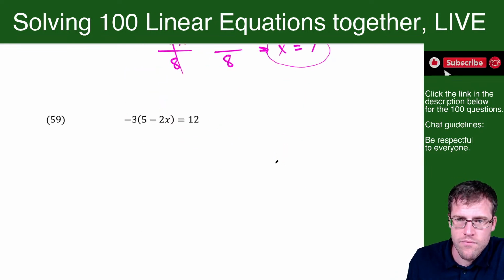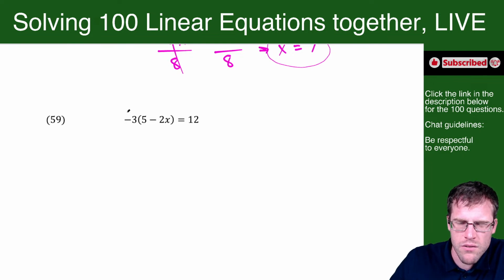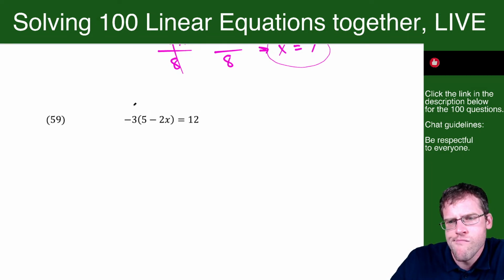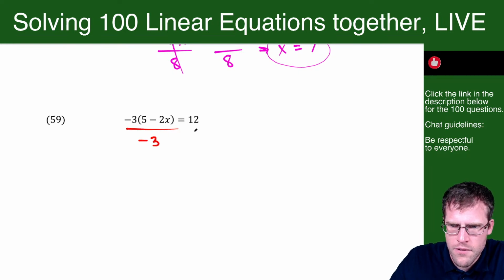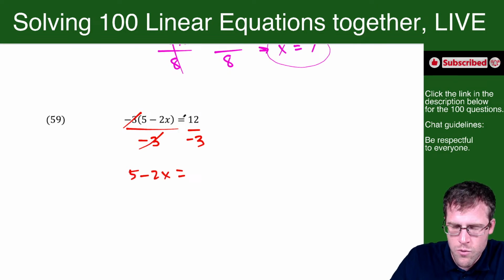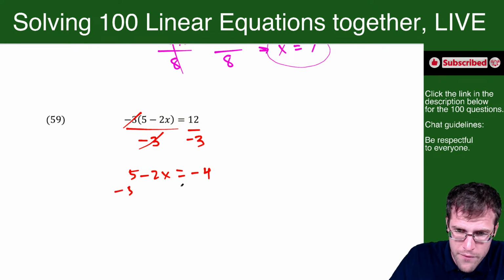Cool. All right. This one, you know what? I'm going to use that other method here. I could distribute. What should I do? Distribute or divide? I mean, dividing by -3 is just easier. Divide both sides by -3. And now you just have 5 minus 2x equals 12 divided by -3 is -4. And then we could subtract 5 on both sides.